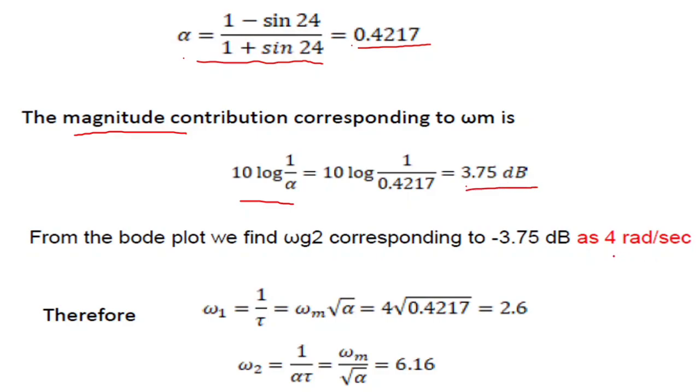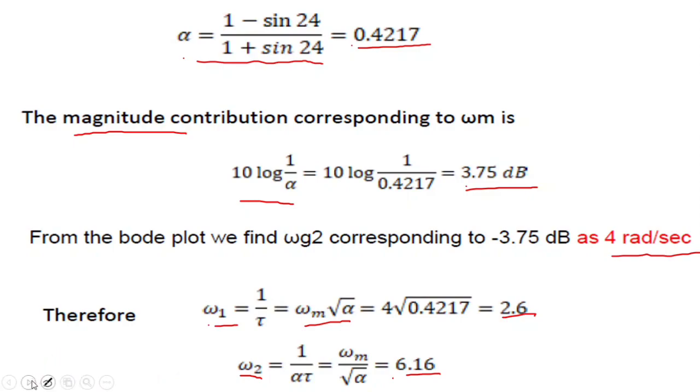From the Bode plot we have 4 radian per second. In the last step we have to find the corner frequency omega 1 and then corner frequency omega 2. The omega 1 formula is omega m into square root of alpha. Substituting 4 and the alpha value 0.4217, at last we get one corner frequency at 2.6. Then the second corner frequency is found using the formula omega m divided by square root of alpha. Substituting omega m as 4 divided by square root of alpha, we get a value of 6.16.